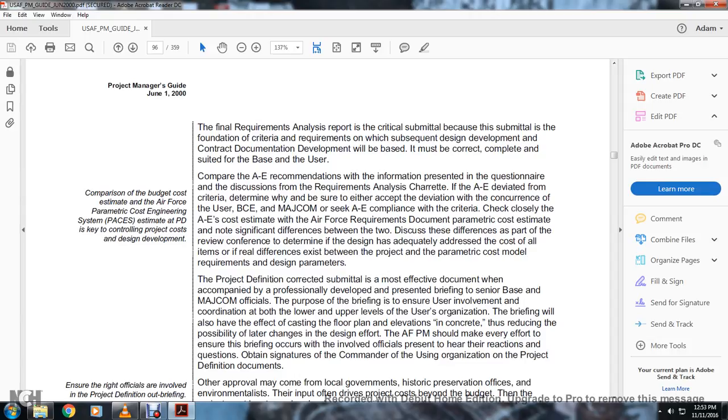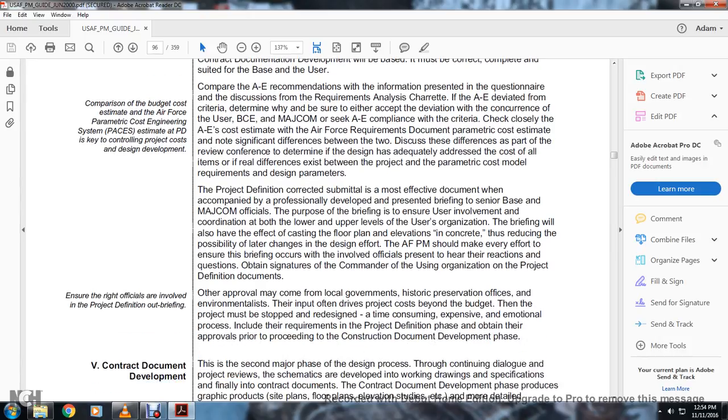Compare the A&E recommendations and information presented with the questionnaire and discussion of the requirements analysis charts. Where the architect-engineer deviated from the criteria, determine why, and be sure the deviation is accepted with the concurrence of the base civil engineer. The MAJCOM seeks A&E compliance with the criteria and checks closely the A&E cost estimate, Air Force requirements documentation, and parametric cost estimates for any significant difference between the two. Discuss these differences as part of the review conference to determine whether the design is adequate to address the cost of all items, and whether differences exist between the project and the parametric cost of the requirements and design parameters.